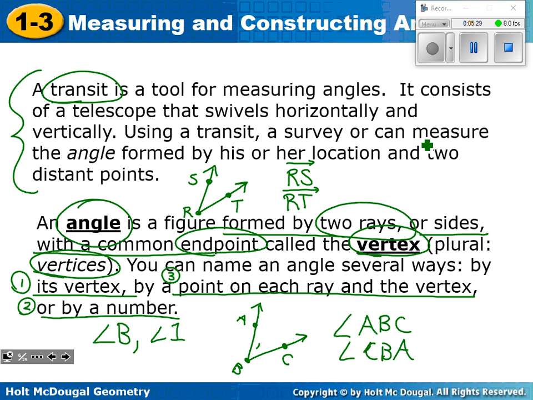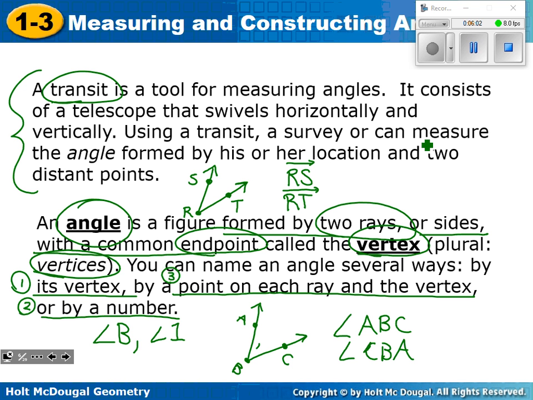No. So if there's more than one angle in the picture, you cannot just use the vertex. If there's more than one angle, then you either have to use numbers if they're in the picture, or you have to use 3 letters. So I could name this angle SRT for the great big one, or I could say angle SRU, or angle URT for the 2 smaller ones. But I cannot call it angle R. Any questions?